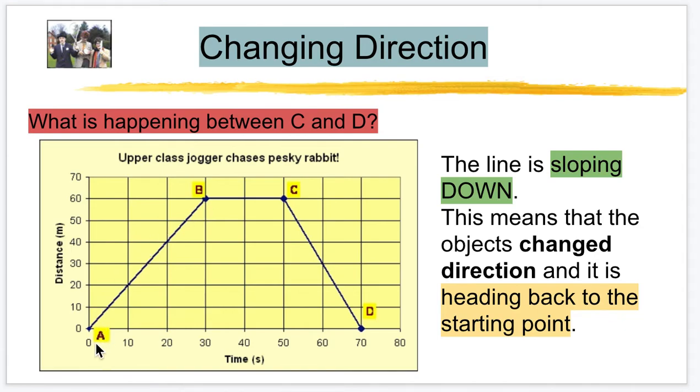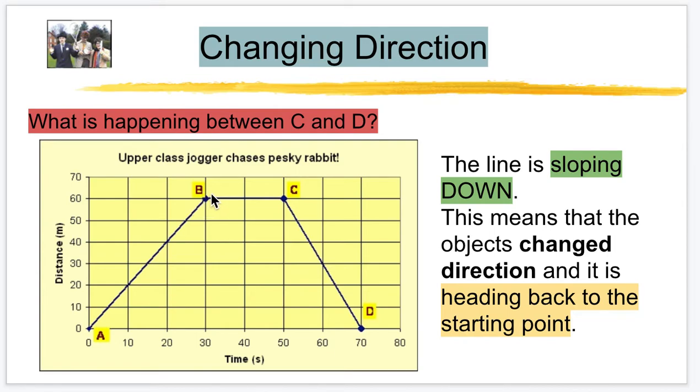My jogger was at 0, at 10 seconds was at 20 meters, 20 seconds was at 40, 30 seconds was at 60. They were moving at a constant speed. You see that straight line? They were moving 20 meters every 10 seconds. We saw that 20, 40, 60.